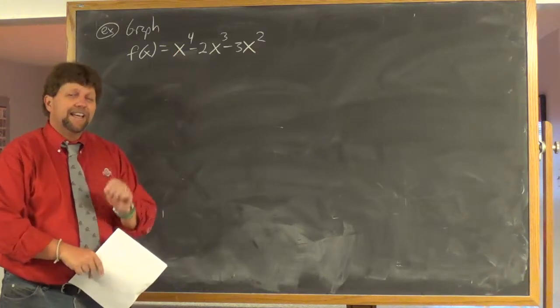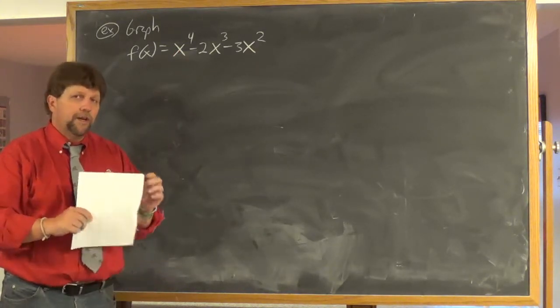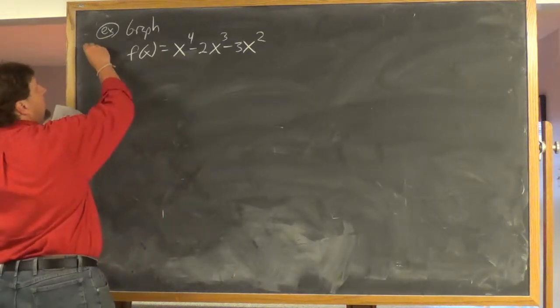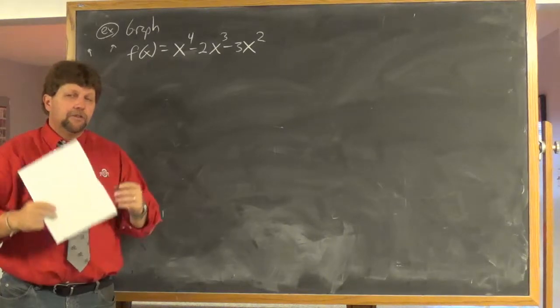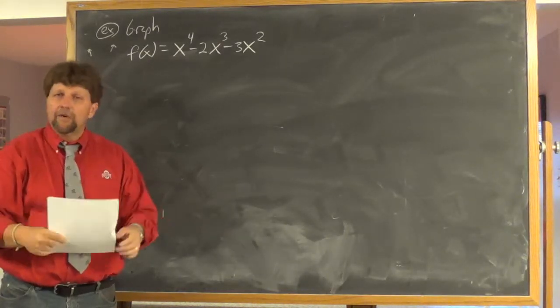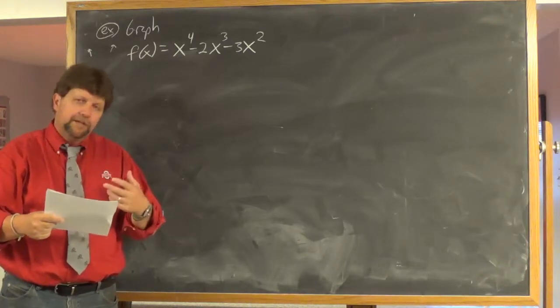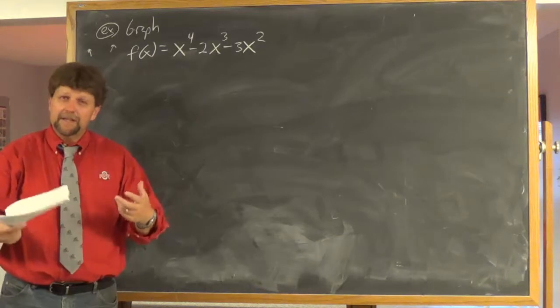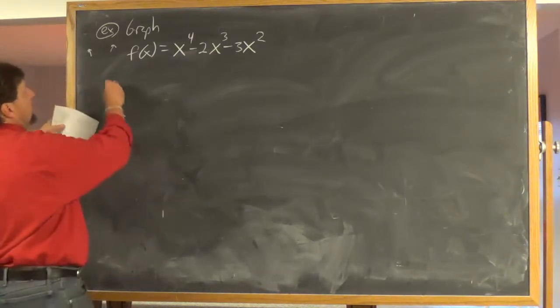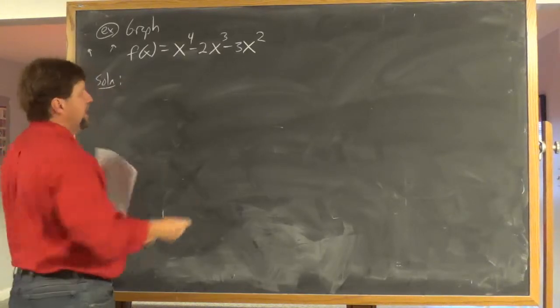The degree is even. The leading coefficient is positive. So I know when I'm done with my graph, I better have both ends shooting up. That's using the end behavior, the leading coefficient test to determine the end behavior. So what I'm going to do now is determine the zeros of the function because those give me the x-intercepts. So remember, zeros and x-intercepts are the same thing.